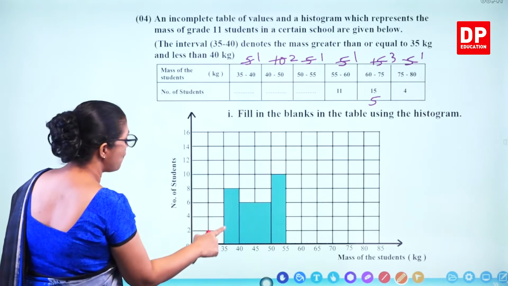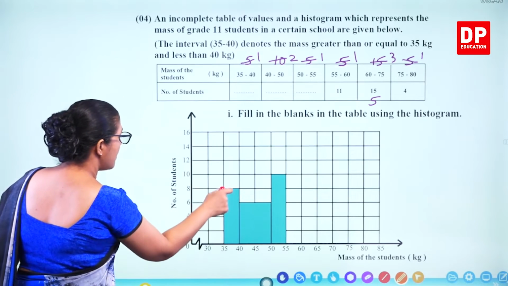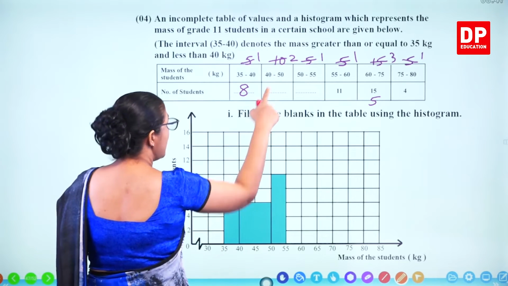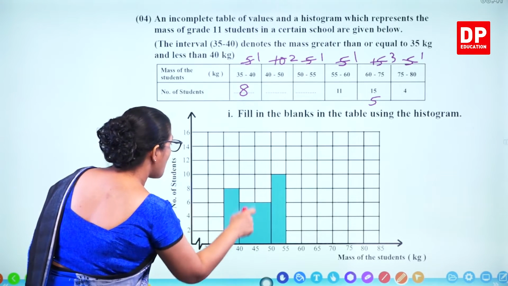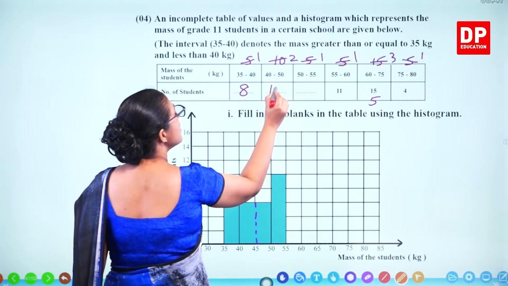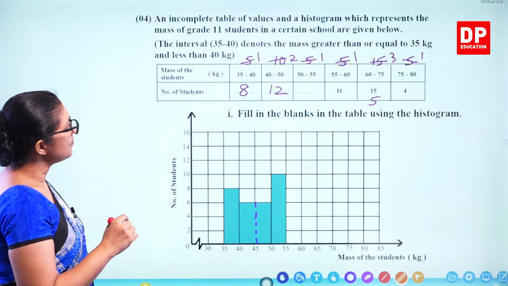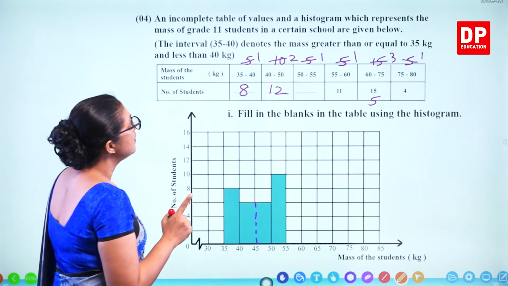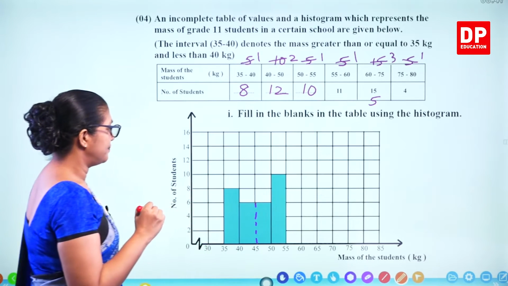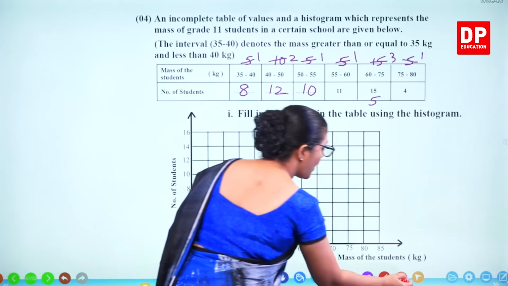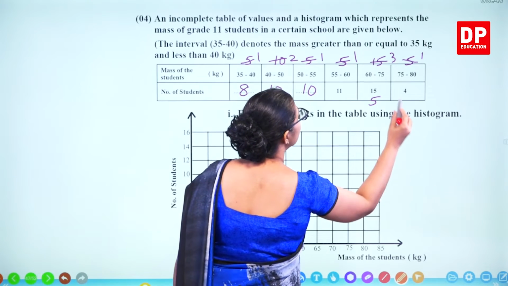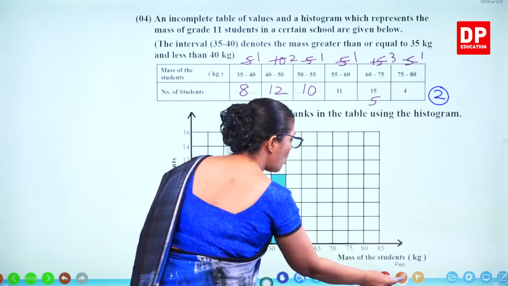And here we can refer to this one. This is 1, so you can write it as it is. So this becomes 8. This one, 40 to 50, is here each one 6 and 6. So when you draw the line here, 6 and 6 becomes 12 altogether. 50 to 55, that's 1. That means here straight away you can take the value, that's 10. So identifying these 3 values, you get 2 marks for that.